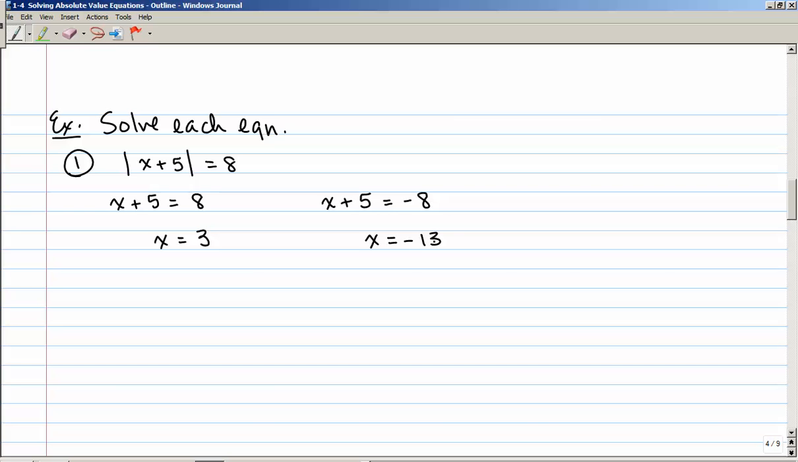Now in the textbook, because there are two answers, they think of this as a set of solutions. So they put them in curly brackets. So this is set notation. It's not an ordered pair, these are curly brackets. This is just saying that there are two values that x can be. X can be a -13 and x can be a positive 3.